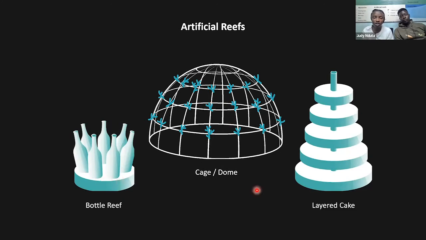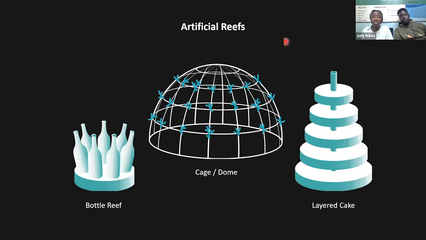This is a cage or a dome. This is a cage, and a dome is a bigger version of this. We attach these corals on the intersections of these wires. And this one is a layered cake. This cake basically looks like a cake, as you can see here.